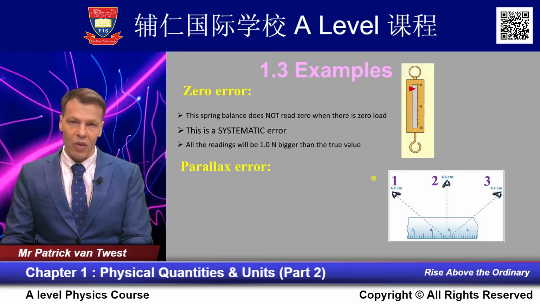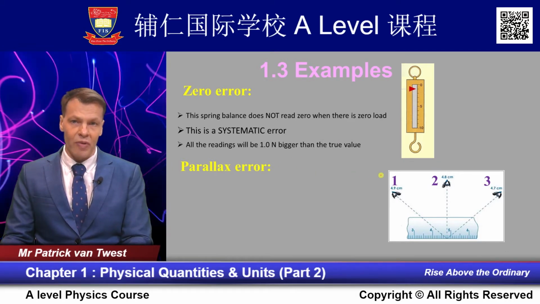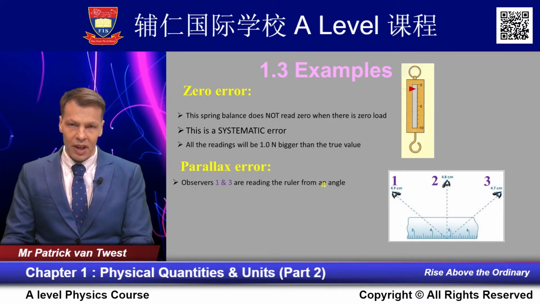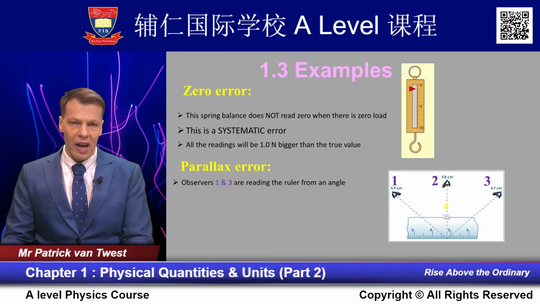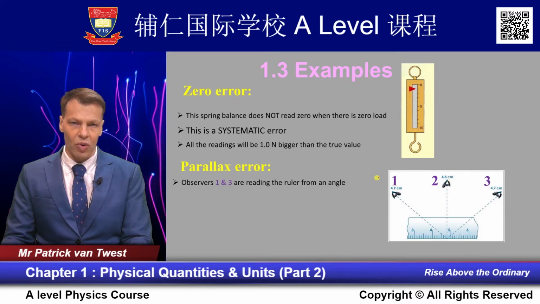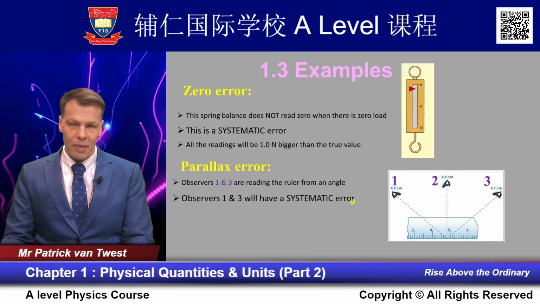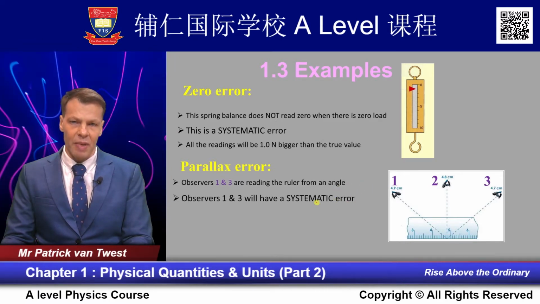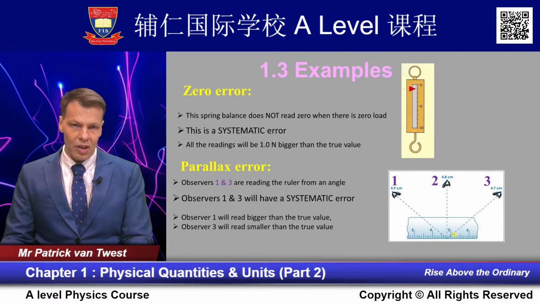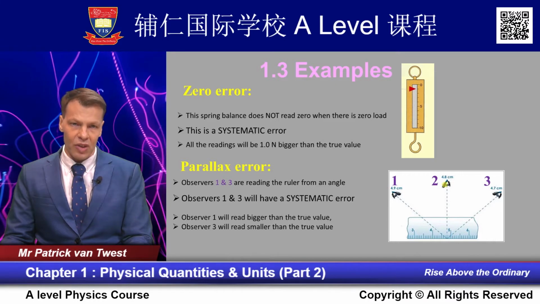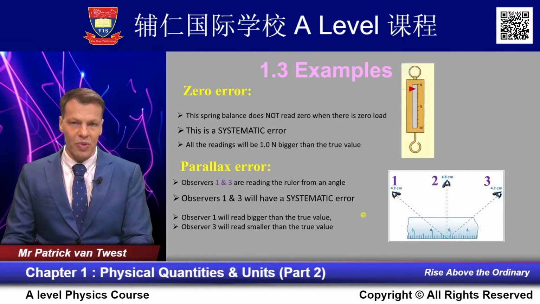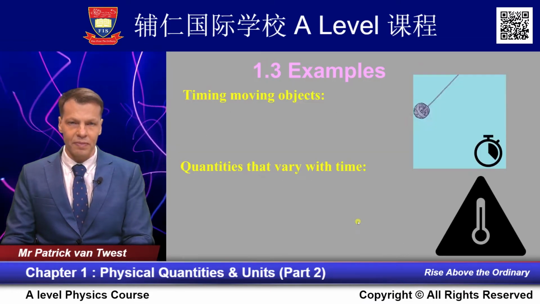Another type of error we have to be particularly aware of is something called parallax error. Parallax. So if you look at this picture here, observers 1 and 3 are looking at the ruler at an angle, whereas observer 2 is looking directly onto the ruler. So you'll see that observers 1 and 3 will have a systematic error in their measurements. Why is that? Well, observer 1 you can see is reading a bit bigger than the true value because of his angle, and observer 3, because of her angle, is reading a bit smaller than the true value.